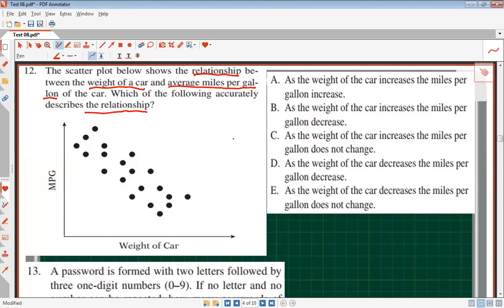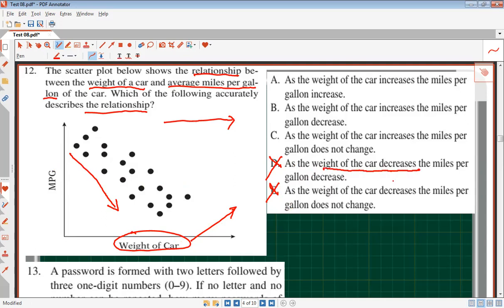To read a graph, we read from the left to the right, and from the graph we can easily see that when the weight of the car increases, the miles per gallon decreases. Weight of car increases, so we eliminated options D and E.